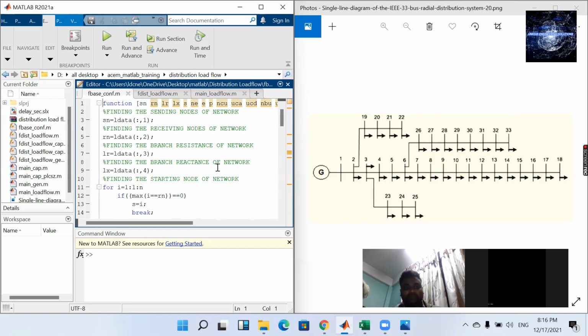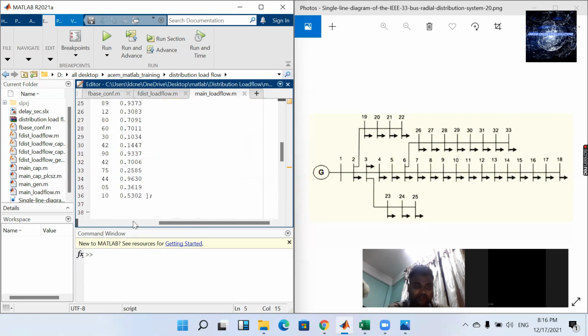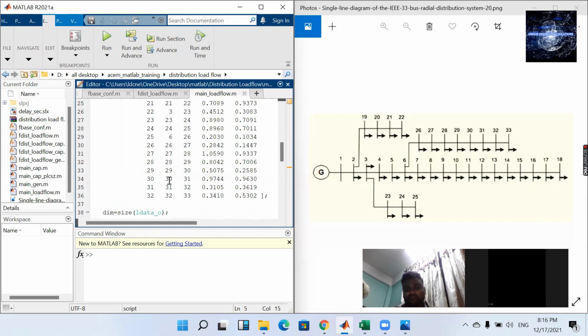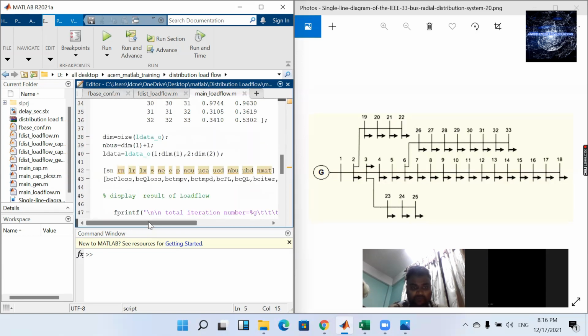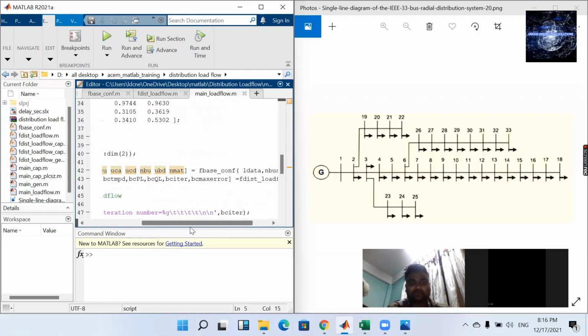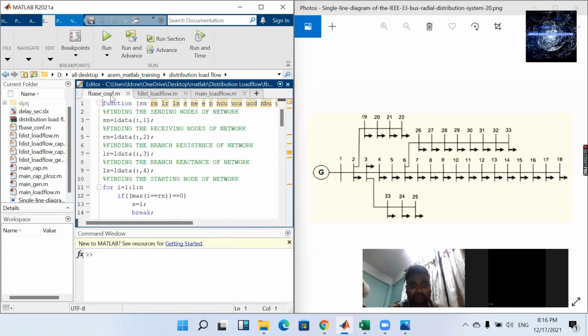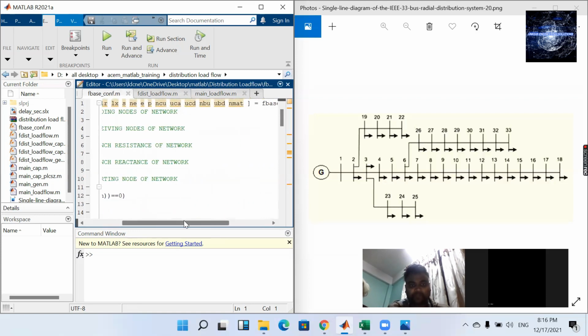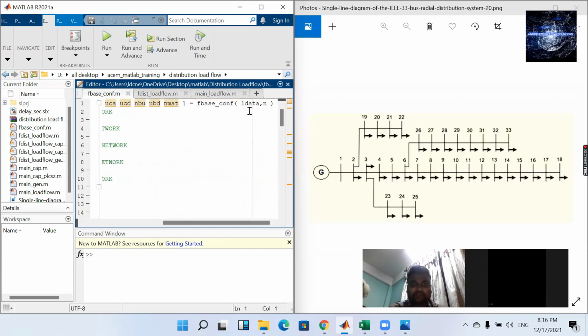So how to calculate the sending end nodes? As we know, L data consists of sending end node in the first column, receiving end node in the second column, and R and X in the third and fourth. L data is passed as an argument in app base config. Here also, for our easiness, the L data is named L data only, and the number of buses is N.